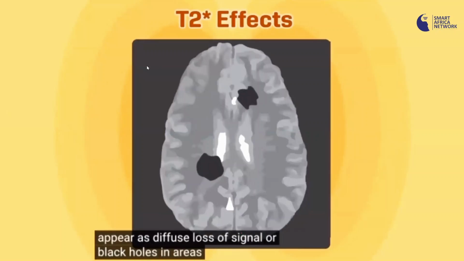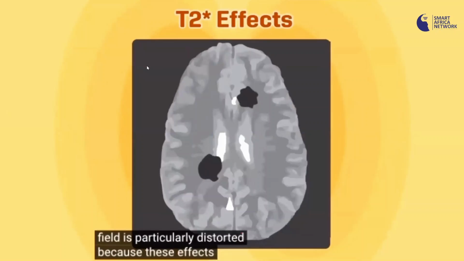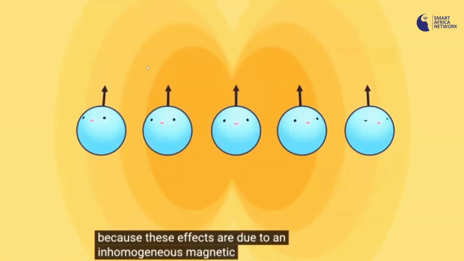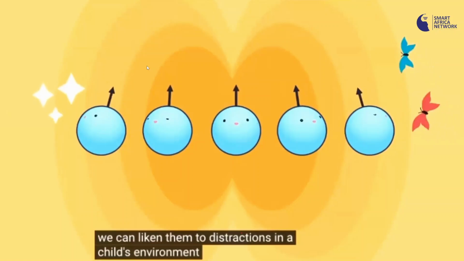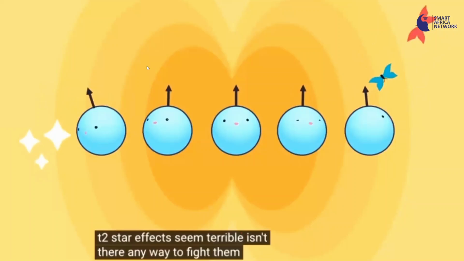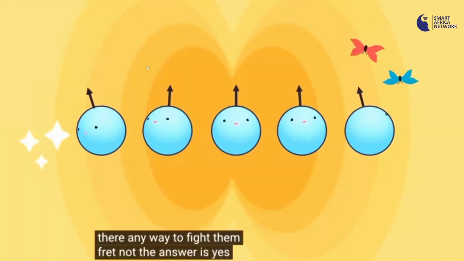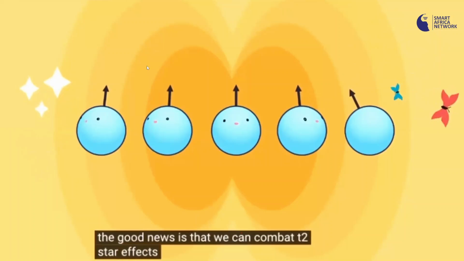On MR imaging, these T2 star effects can appear as diffuse loss of signal, or black holes, in areas where the magnetic field is particularly distorted. Because these effects are due to an inhomogeneous magnetic field, we can liken them to distractions in a child's environment. T2 star effects seem terrible. Isn't there any way to fight them? Fret not. The answer is yes.